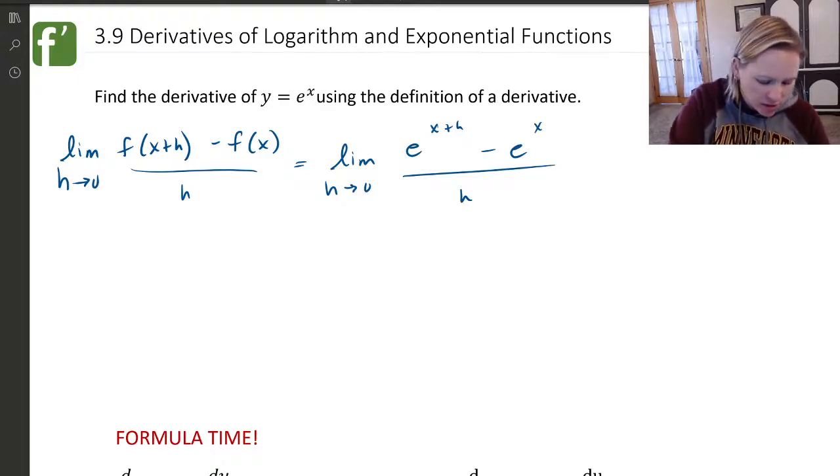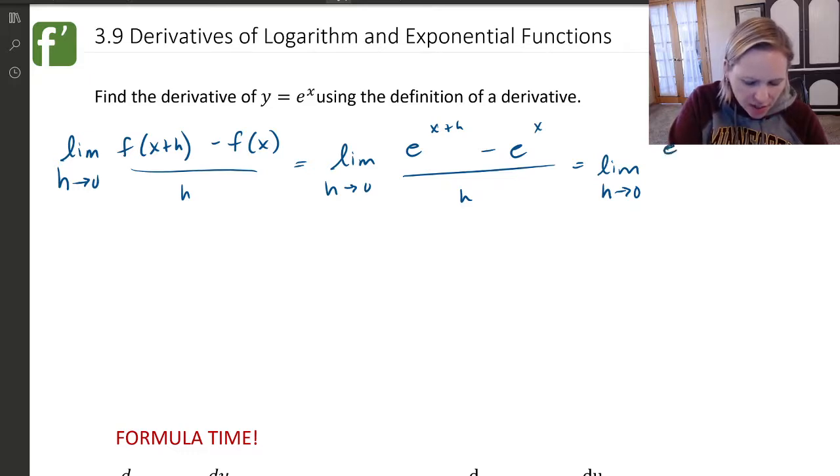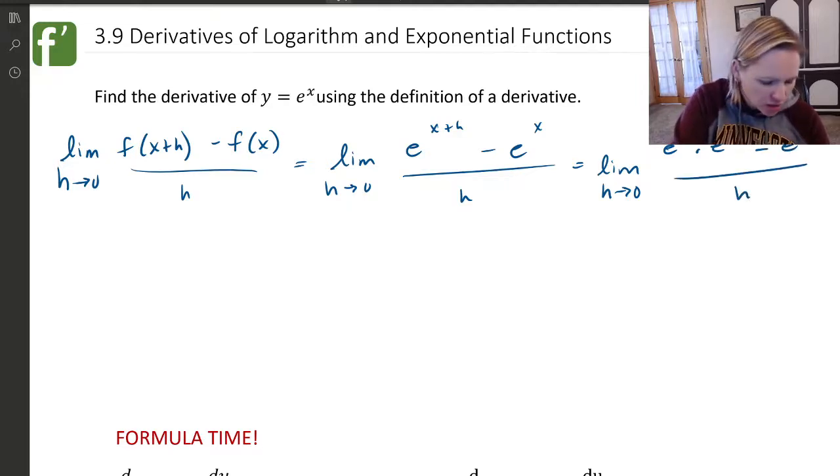And I'm going to rewrite this, and I want you to see if you can tell where it comes from. The limit as h approaches 0. I'm going to take this e to the x plus h and write it like e to the x times e to the h. See if you can think about where that comes from. And if you're not quite sure, let's review.